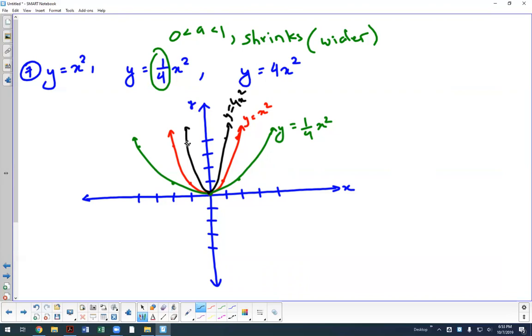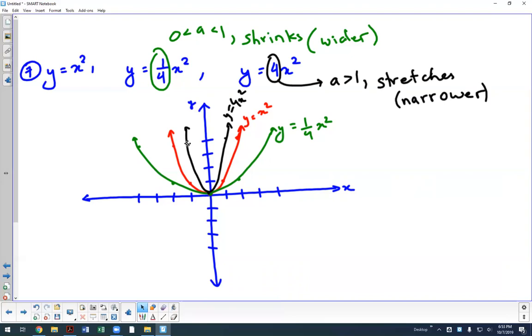So in values where a is greater than 1, your graph stretches, or basically it becomes narrower.